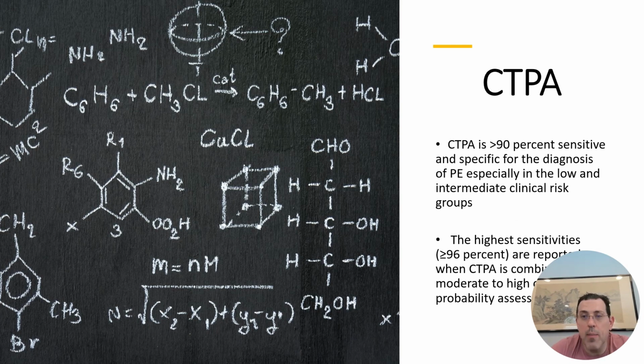So I have spoken a lot about CTA. How sensitive is CTA? Well, it really all depends on your clinical suspicion for PE. In an individual in the low to intermediate clinical risk groups, the CTA is about 90% sensitive and specific. However, when you move into the moderate to high probability risk groups, the sensitivity rises to greater than 96%.